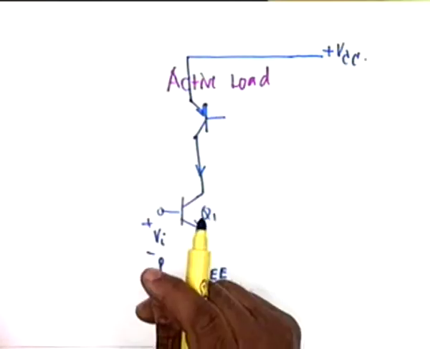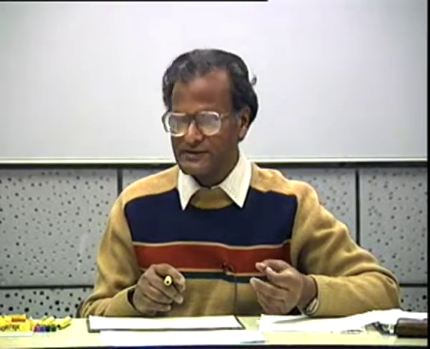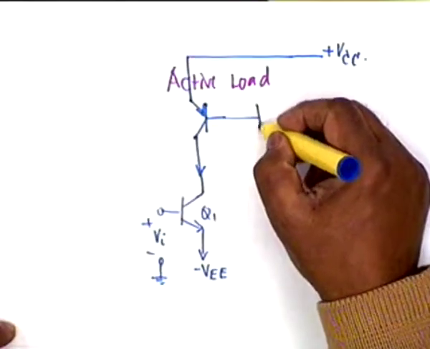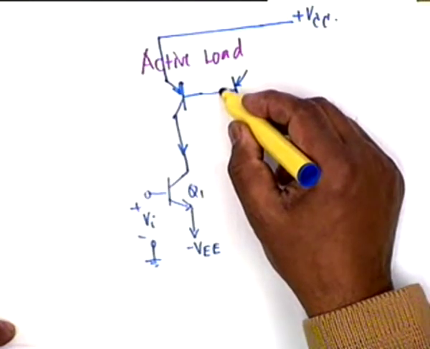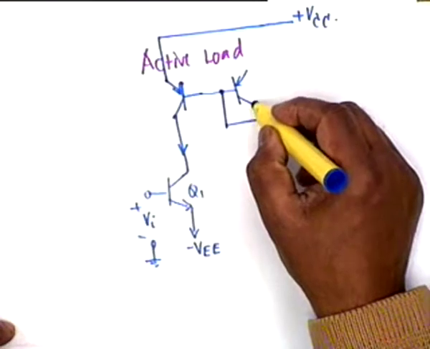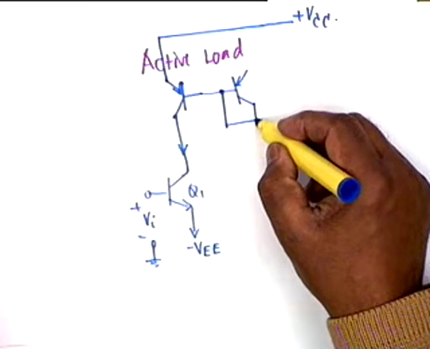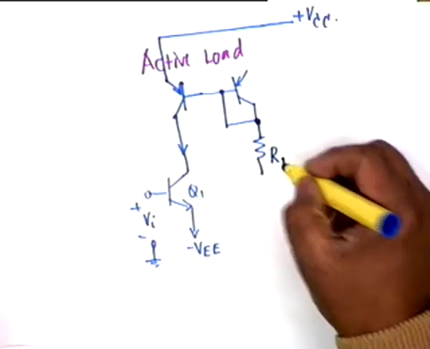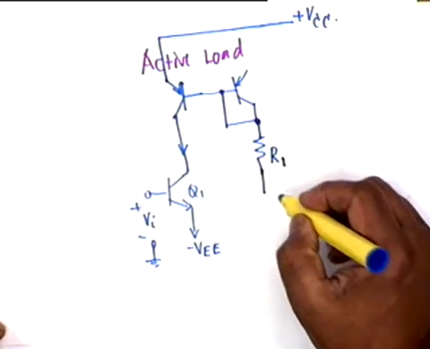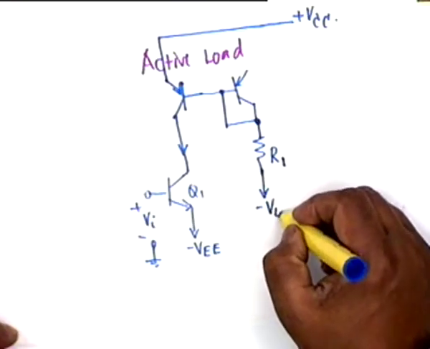This is the main transistor of the current mirror. We require an auxiliary transistor to set the reference. So what we do is, we connect this to another transistor. This must also be PNP, whose base and collector are connected together. Then this collector must go to a power supply through a reference resistor R, let's call it R1. It cannot go to plus VCC, it must go to minus VEE.